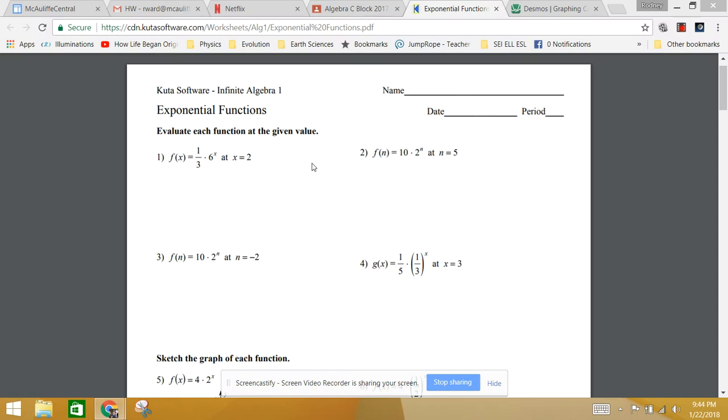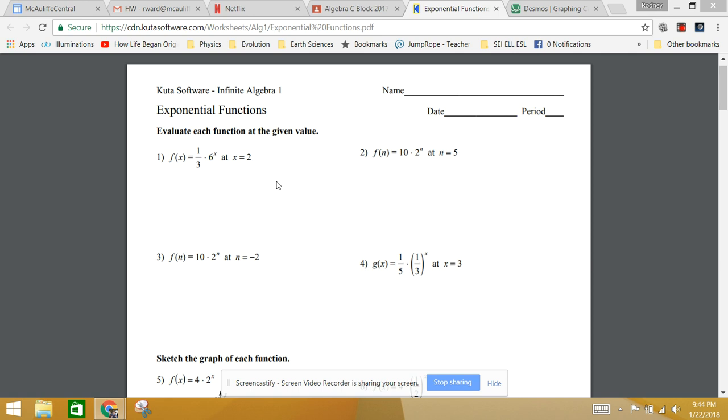Some of you have asked for a video about some of the work from the exponential functions homework, so here we go. Number 1 says f of x equals 1/3 times 6 to the x power at x equals 2. So all you have to do with this is replace x with 2. That's what it's telling you. We're told the input for x is 2.